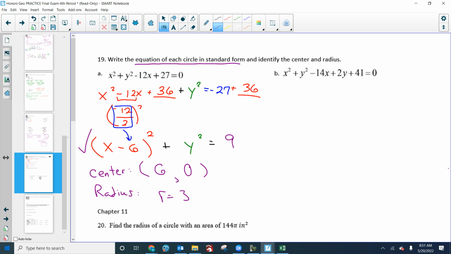All right, I'm going to do this one a little faster. So we have x squared minus 14x plus some number, plus y squared plus 2y plus some number, equals negative 41.